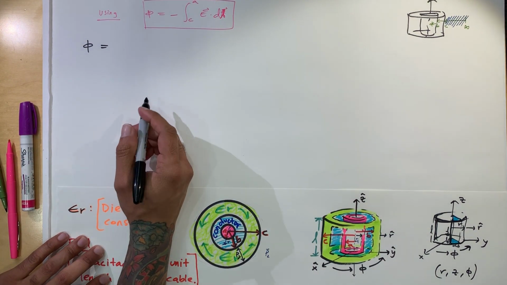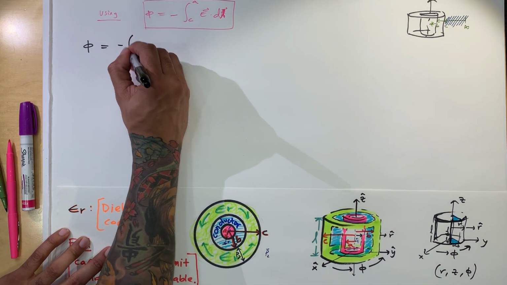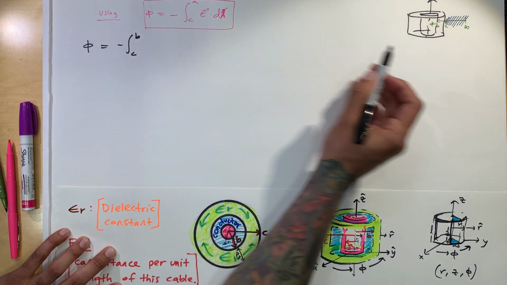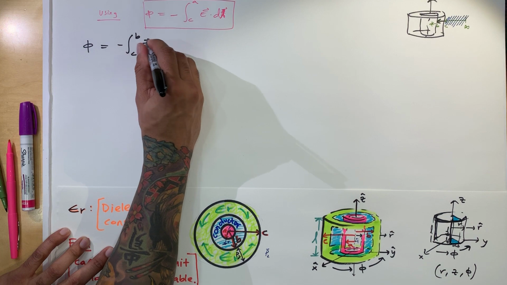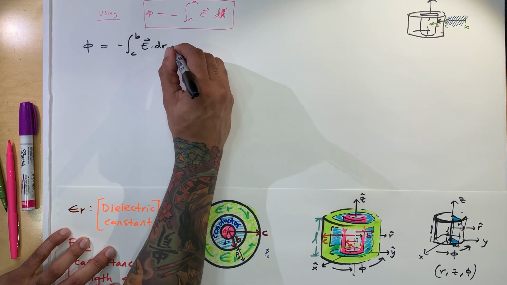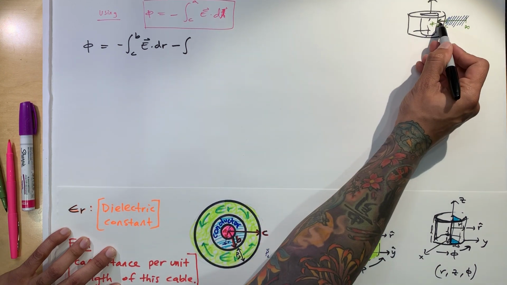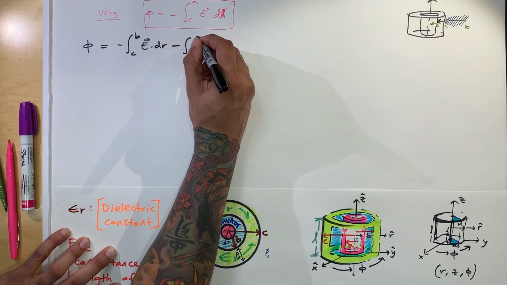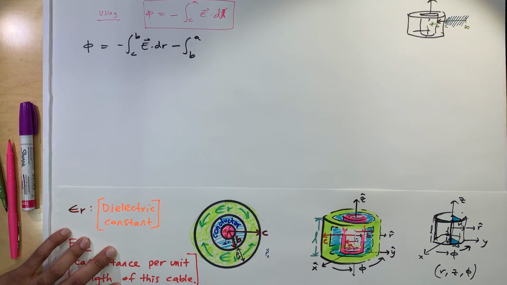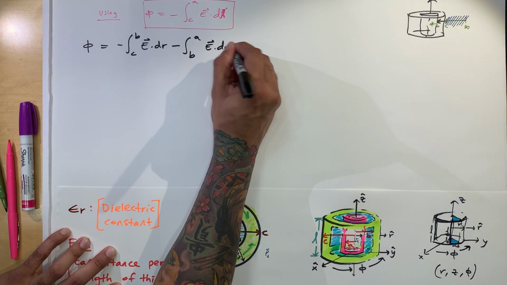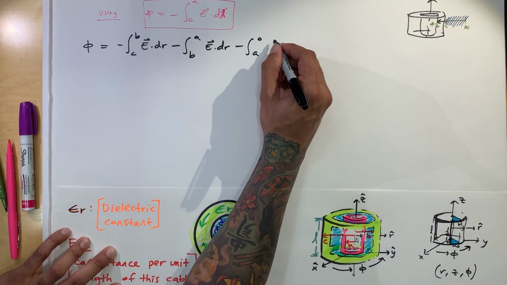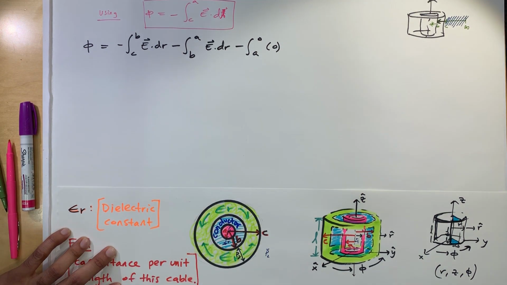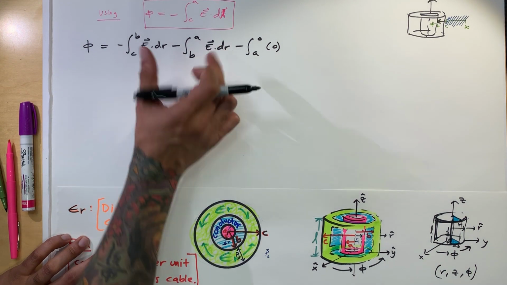And so knowing that, we're gonna do negative integral from C to B, this first one right here, and the electric field in that region, dotted with dr, minus the integral from B to A, and then we got the electric field in that region, dotted with dr, minus A to 0, so all the way to the center. And electric field in that region is 0, so I'm just gonna write 0. Okay, so now let's just solve these 2 integrals here.